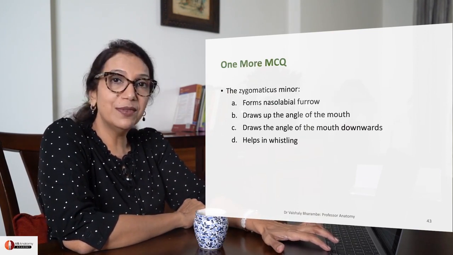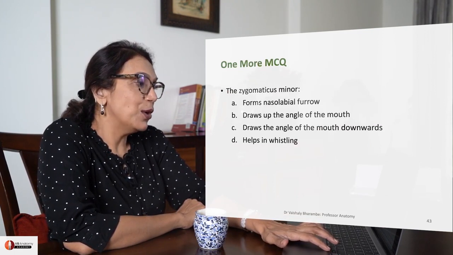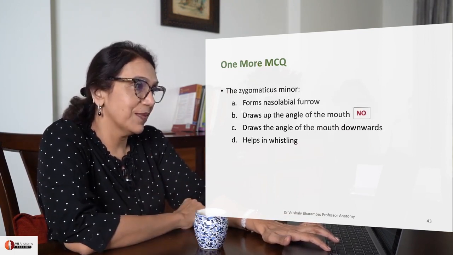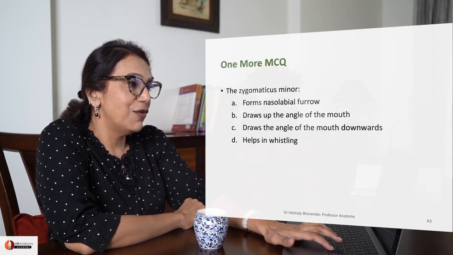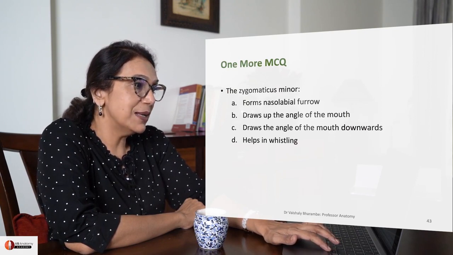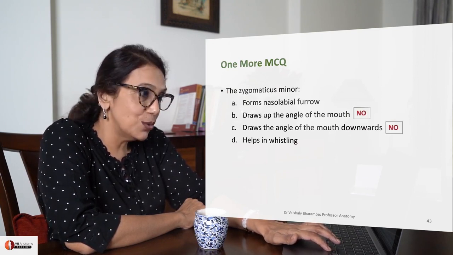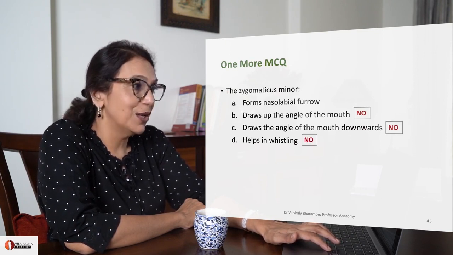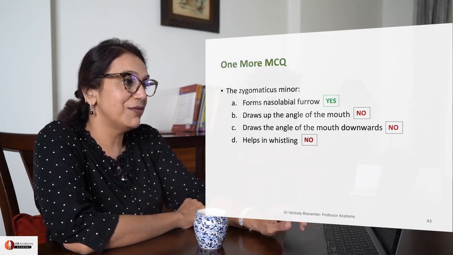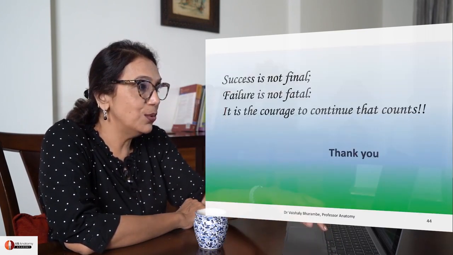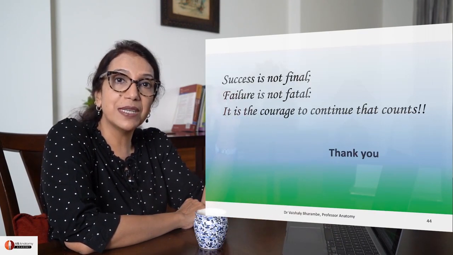One more MCQ, okay. The zygomaticus minor carries out which action? Forms nasolabial furrow? Yes, I know, yes. Draws up the angle of the mouth? No. Draws the angle of the mouth downwards? No. Helps in whistling? No. Who does that? Buccinator. So therefore, forms nasolabial furrow is my right answer. So that's a yes. That's how knowledge helps you to solve MCQs.